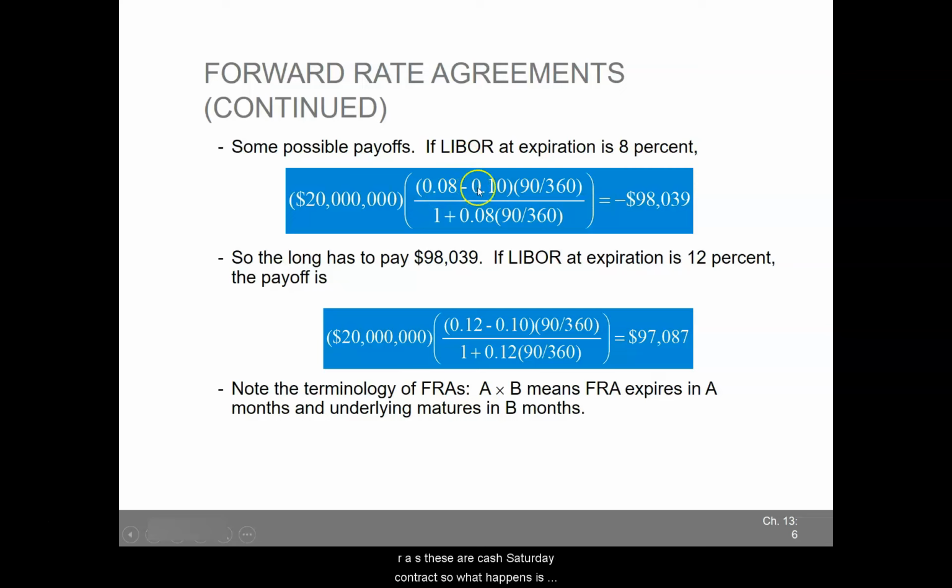Now, you don't actually borrow or lend in the FRA, as these are cash settled contracts. So what happens is that you calculate your gain or loss on the FRA, and the gain or loss changes hands on the expiration date. So here, if interest rates are 8%, that means that as a borrower, if you are borrowing 30 days later, you will borrow in the spot market at a lower interest rate. So you will make a gain in the spot market. However, you will make a loss on the FRA, which you have used to hedge your risk.